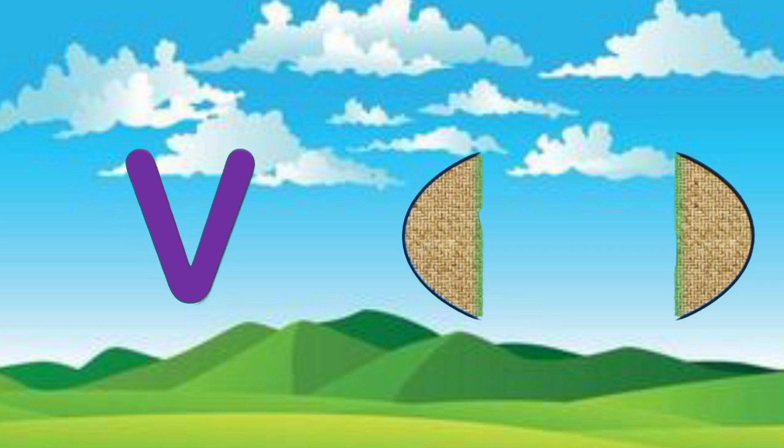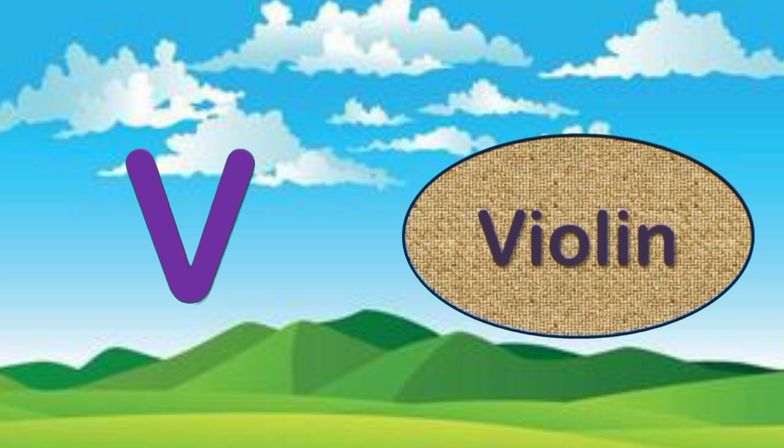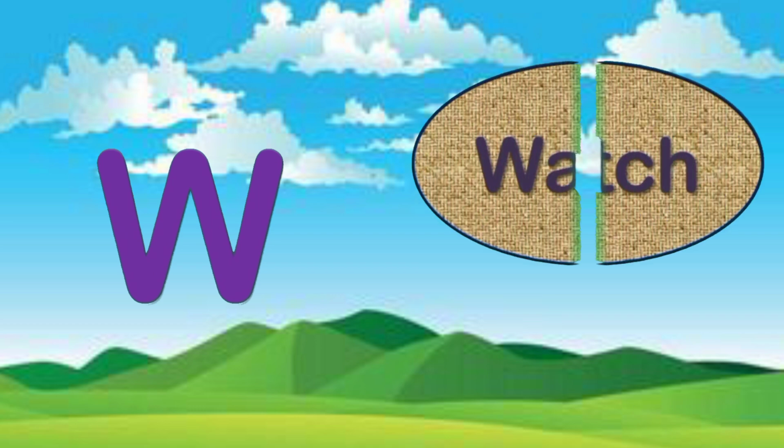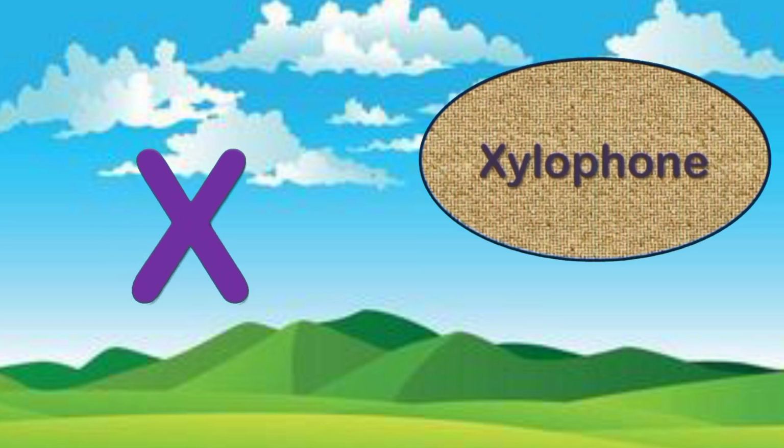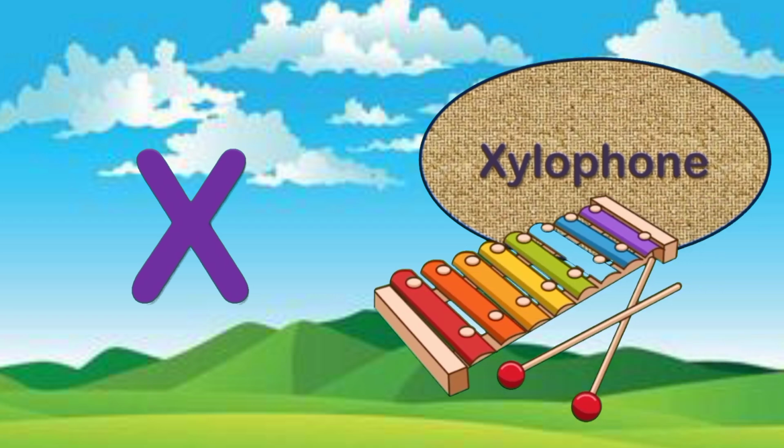V for violin. V for violin. W for watch. W for watch. This is watch. X for xylophone. This is xylophone.